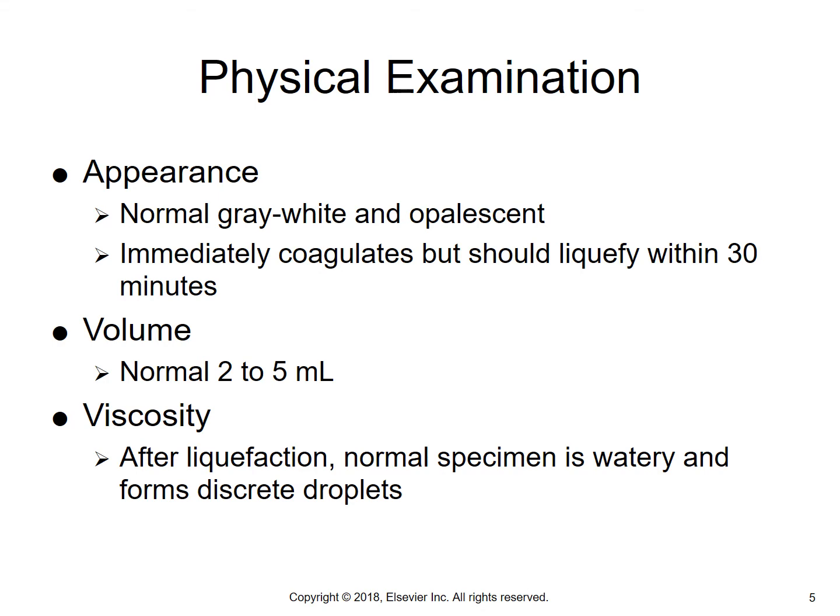Now for viscosity, after complete liquefaction, the viscosity of the semen is evaluated using a pipette and observing the droplets that are formed when the fluid is allowed to fall by gravity. A normal specimen is watery and forms distinct droplets. Abnormal viscosity is indicated by the formation of a string or a thread that is greater than 2 centimeters in length. A high content of mucus can definitely increase this viscosity.